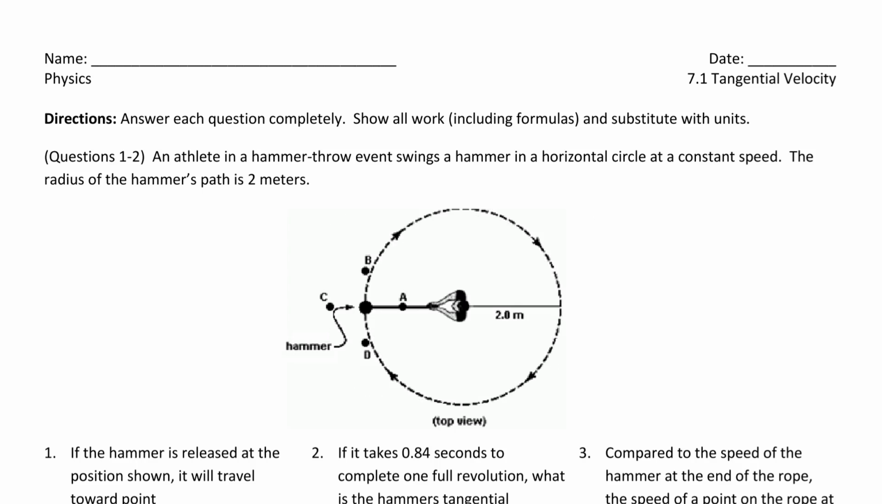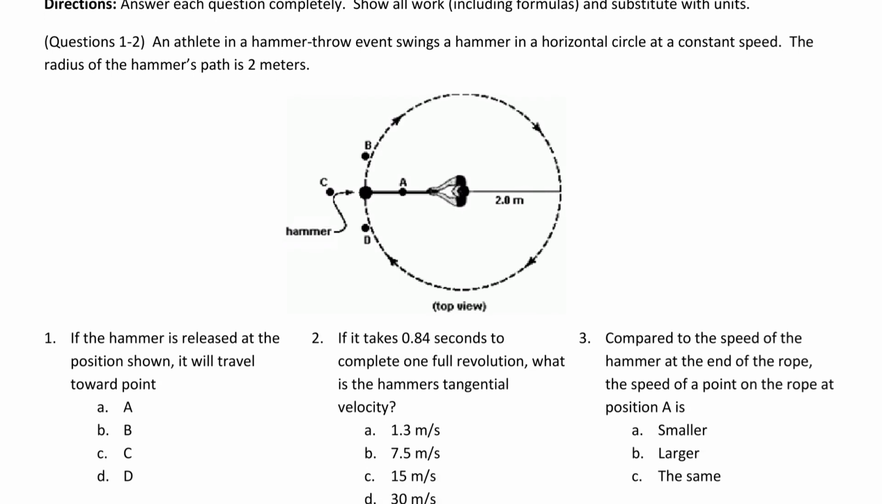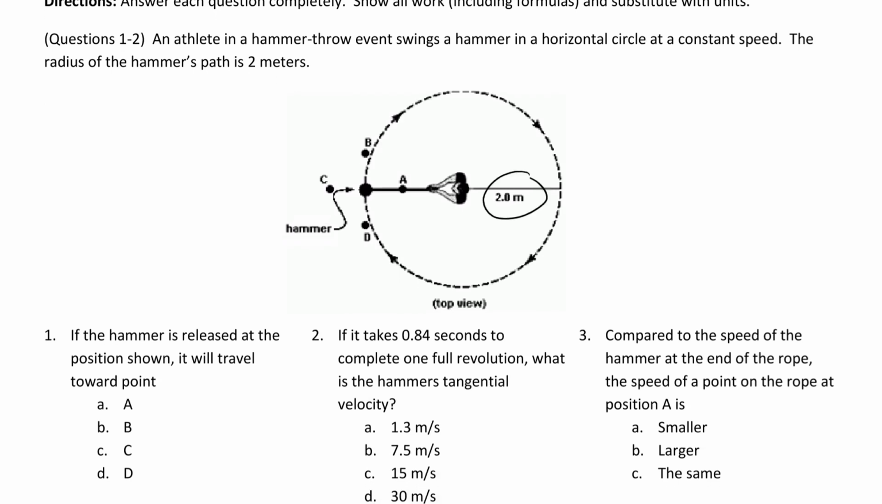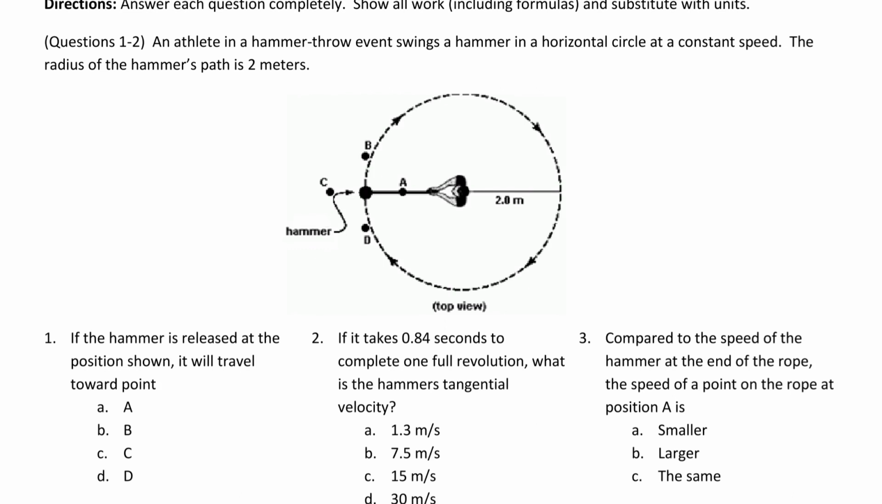Anyway, here we go. Number one, it says an athlete in a hammer throw event swings a hammer in a horizontal circle at constant speed. Again, that tells us that it's undergoing uniform circular motion. The radius of the hammer's path is 2 meters as indicated here. Number one says, if the hammer is released at the position shown, it will travel towards point A, B, C, or D.